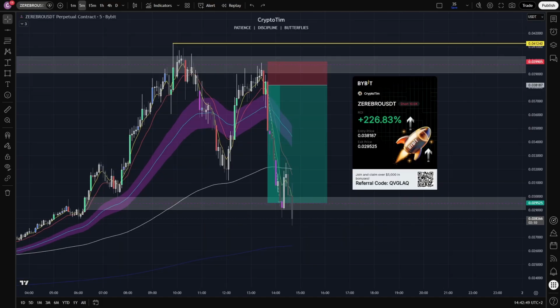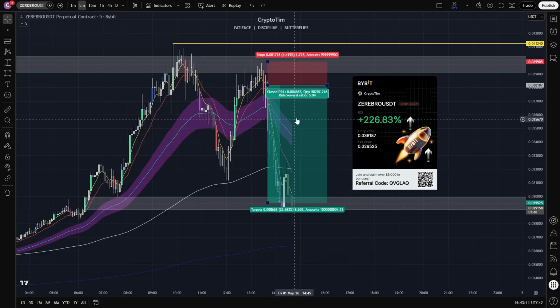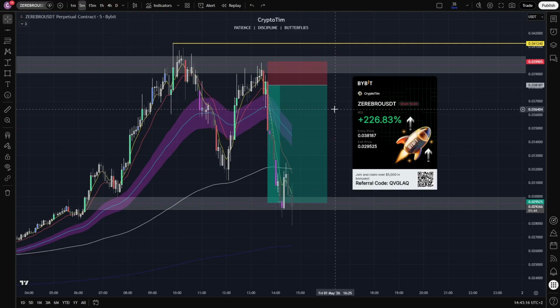So now, what can we tell about this trade in hindsight? First of all, the screenshot of the trade: entry at 0.38187, TP at 0.29525, resulting in a 226.8% ROI on 10x leverage. Most importantly for us, it's a 5.04 hour trading setup.